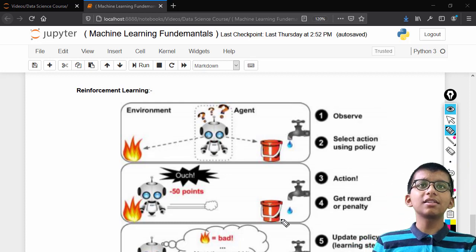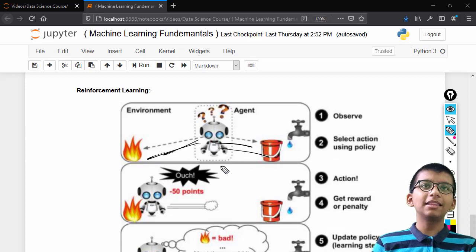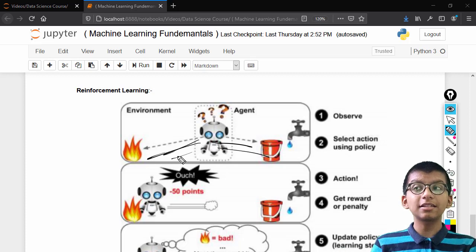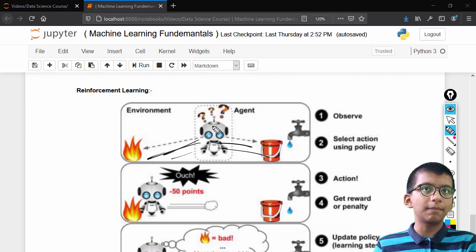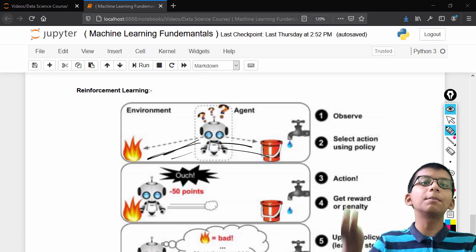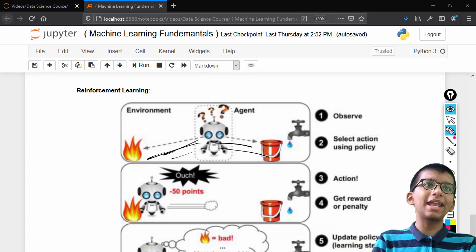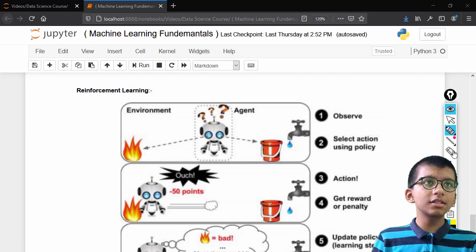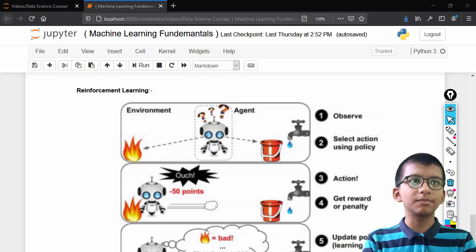Okay, so it observes what to touch. If it touches this, it will get a penalty. If it touches this, it will get a reward. And then if it touches this, it will learn that from the next time it is going to avoid it, and put this water onto that. So it will learn and update itself. So this is called reinforcement learning: rewards and penalty based systems.